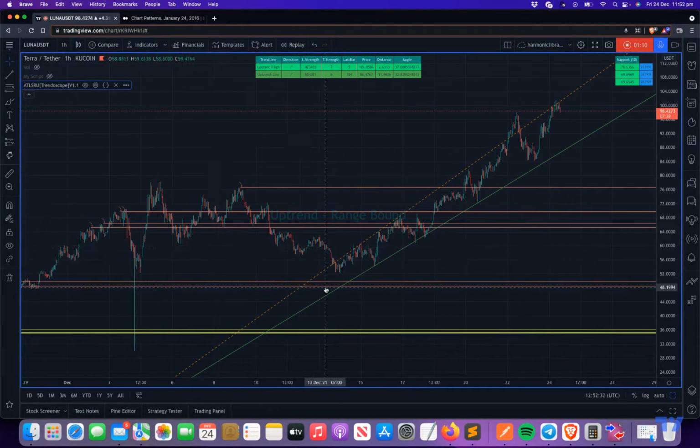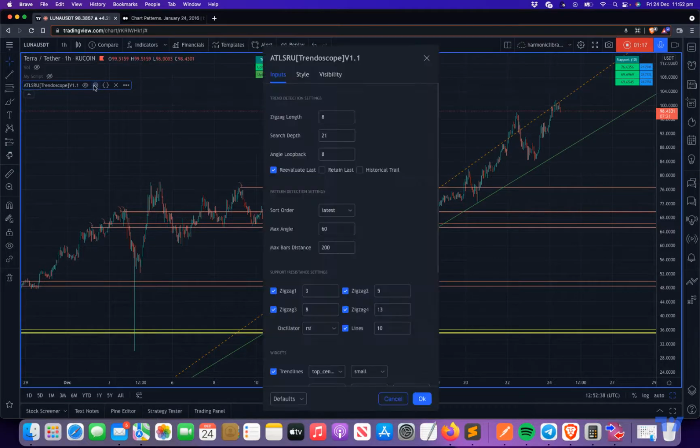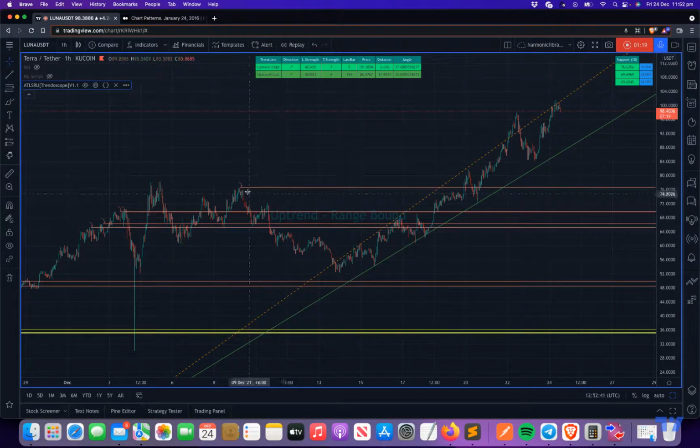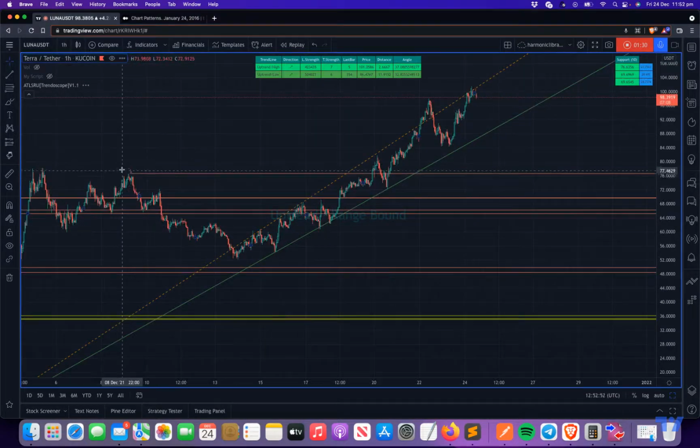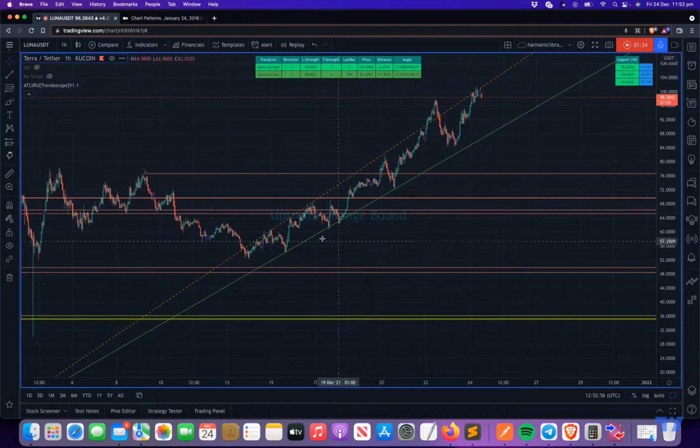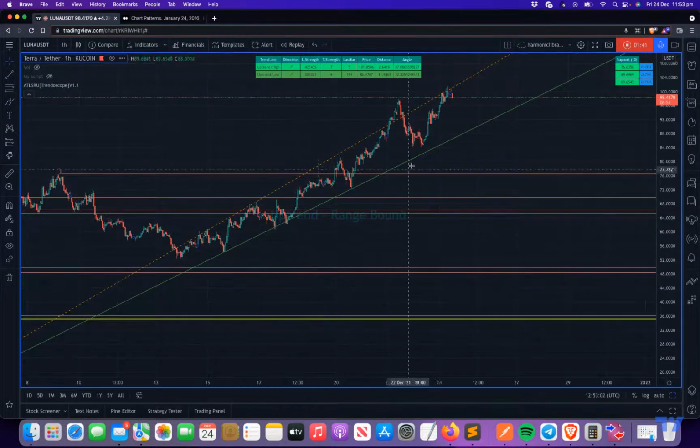Sometimes the trend will be choppy, and you can see, for example, if we increase the search depth, we may also find a trend line which is passing through this, probably, right? Because these are pivot highs which are going in a downward direction. So we find the pivot highs and lows which are going in a single direction and try to get a trend line out of this.